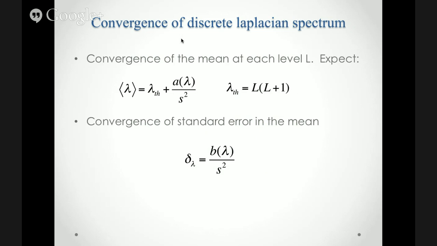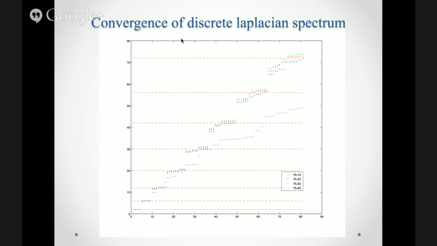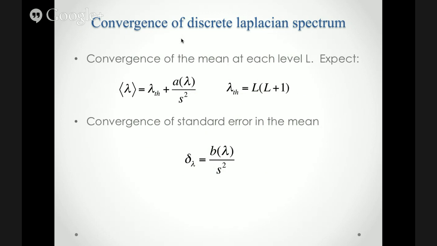Okay, so the way I decided to look at these convergences was just take each level. There are 2L plus 1 eigenvalues at each level. Take the mean of those 2L plus 1 eigenvalues and say that it should equal the theoretical mean, L times L plus 1, plus some correction that vanishes like 1 over s squared, where s is the inverse lattice spacing. And then there's also some coefficient here that depends on which level you're talking about. And then there's also the standard error in the mean, which should vanish like 1 over s squared. At least that's what's expected. So we take the log and fit a power law, or fit a line to the log.